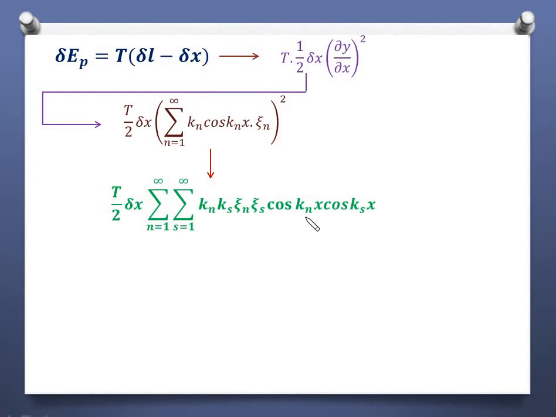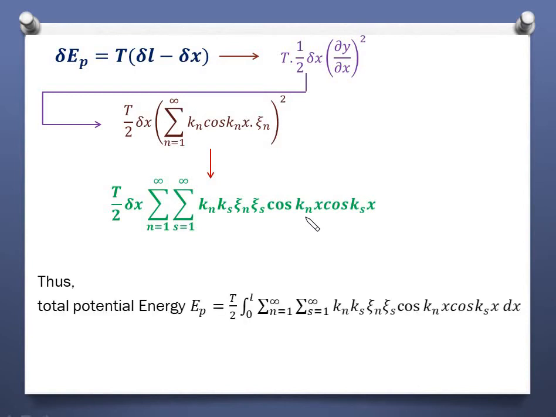Okay. Now this is for the element delta L. Then what will be the potential energy for the whole string? We need to integrate it over all the elements. So just integrate overall. Like the previous case, here the integration will be over x, and xi n and xi s are functions of t only. So we need to bother about only this part.